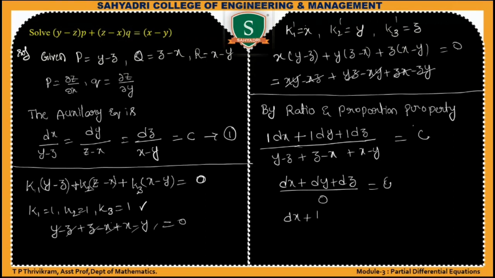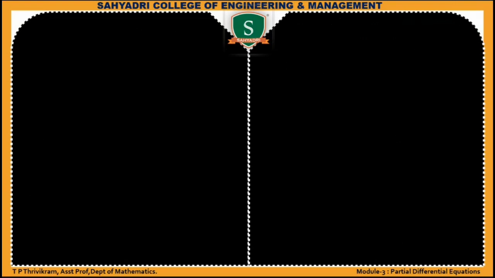Now dx plus dy plus dz must be equal to 0, which implies we integrate on both sides. Integral dx plus integral dy plus integral dz equals 0. Now x plus y plus z, because integral dx is x, integral dy is y, and integral dz is z, is equal to some integrating constant. I can take it as c1.